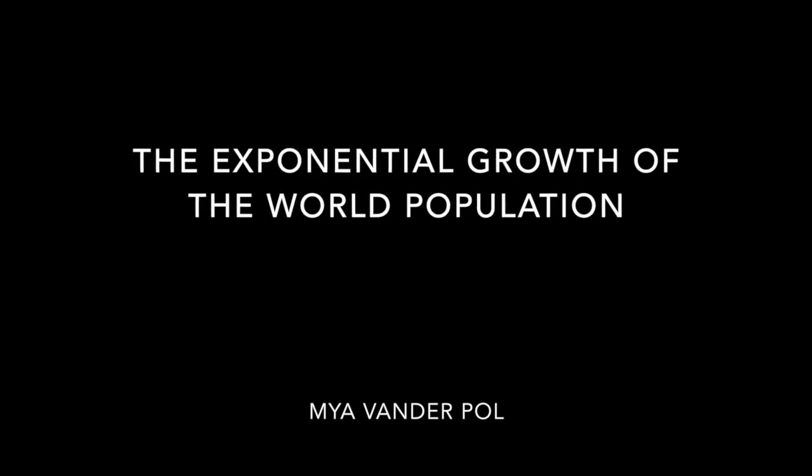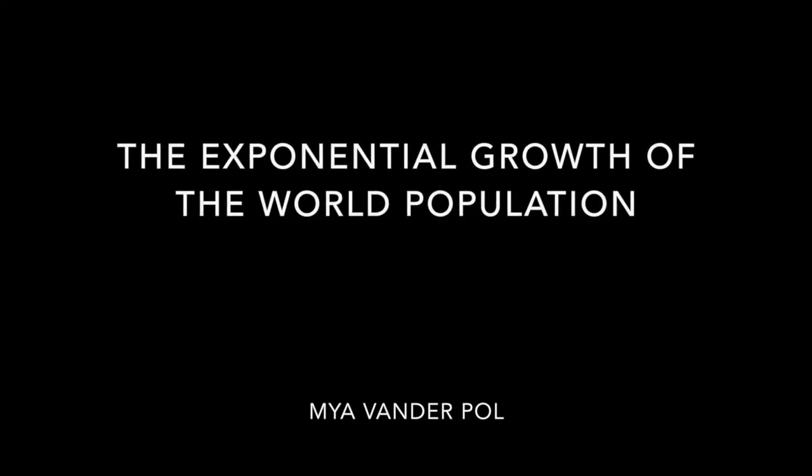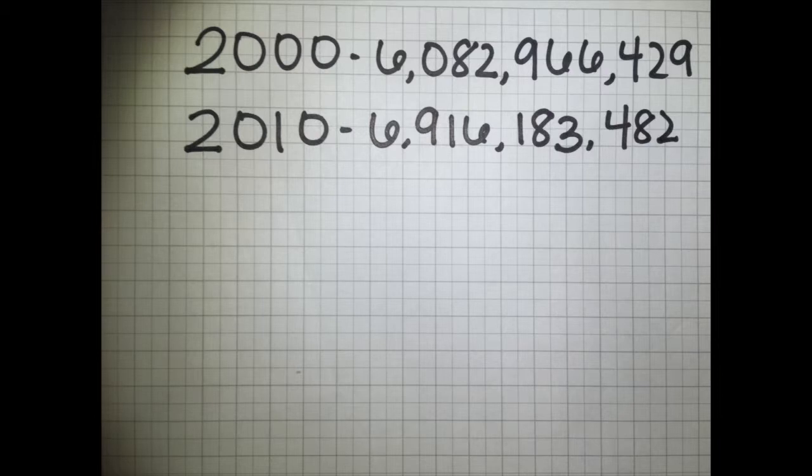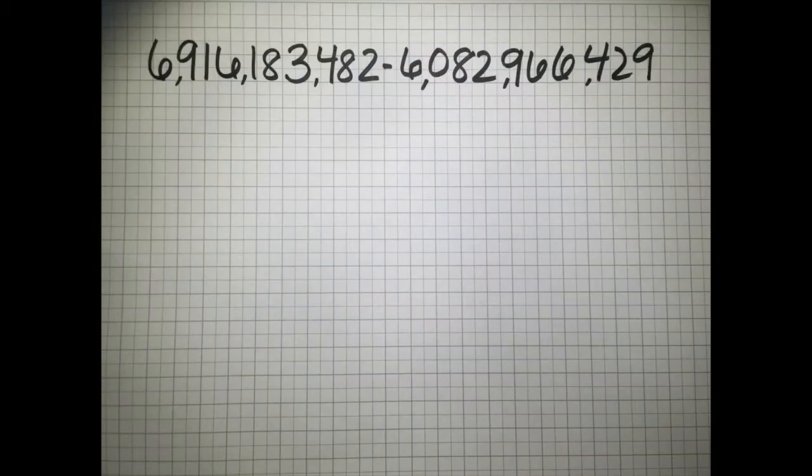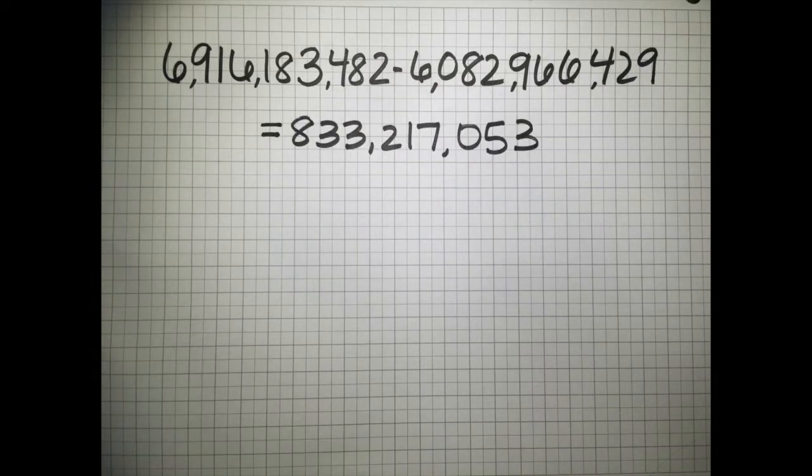According to infopolice.com, in 2000 there was about 6 million people on Earth, and according to geohive.com, in 2010 there was about 7 million. If you subtract the year 2000's population from the 2010 population, you get the difference, or how much it grew in the span of 10 years. This comes out to about 833 million.